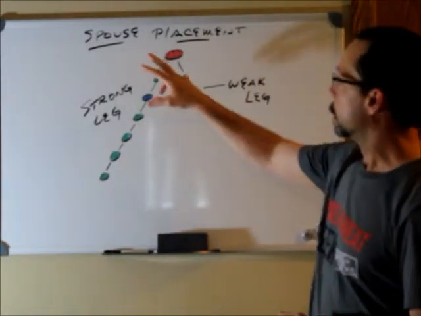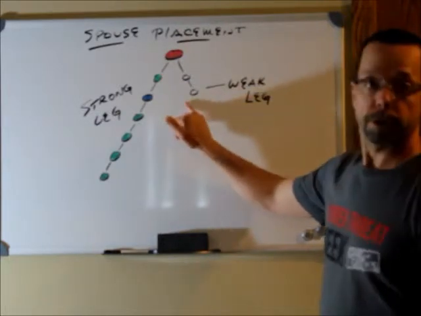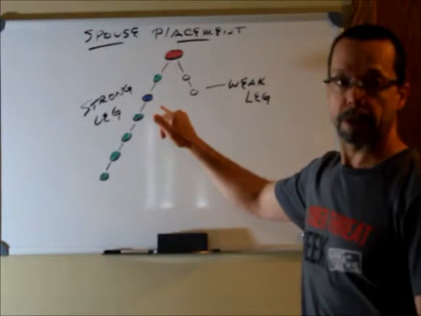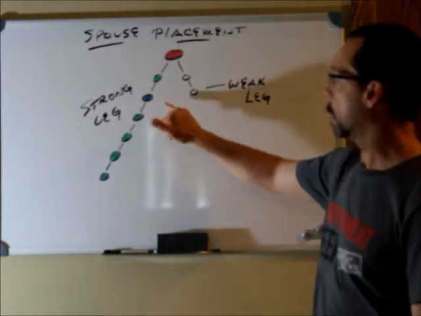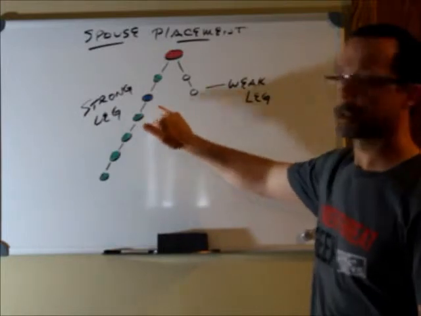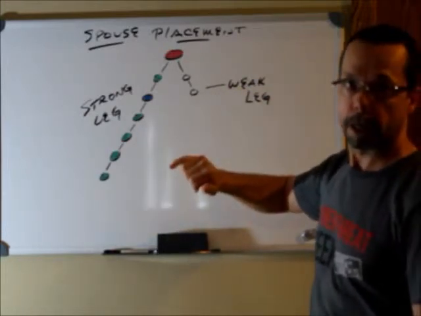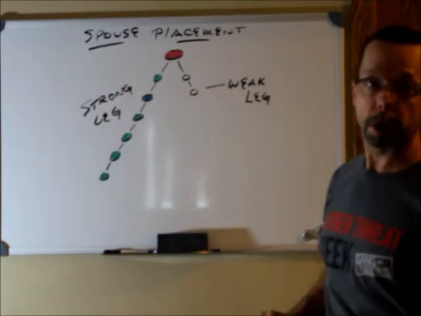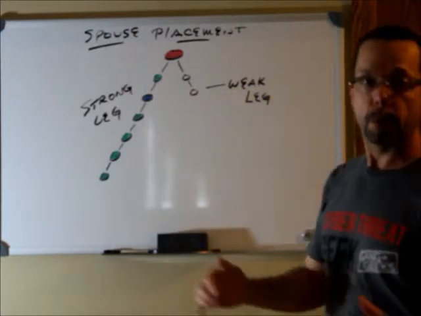But again, spouse placement depends on what the spouse is going to be doing in the business. If they're not going to be working the business, you want to put them on the strong leg. If they are going to be working in the business, you more likely would want to put them on your weak leg. Okay?